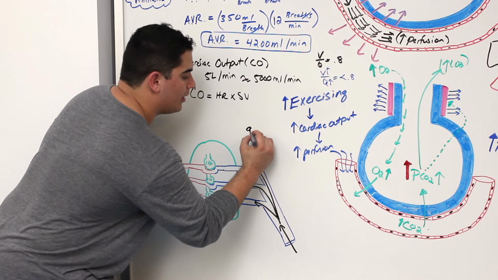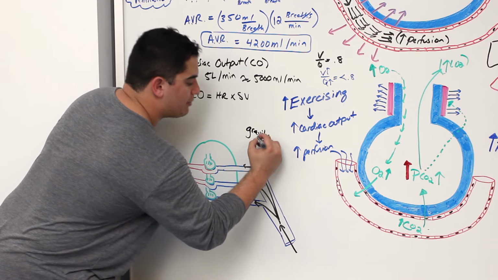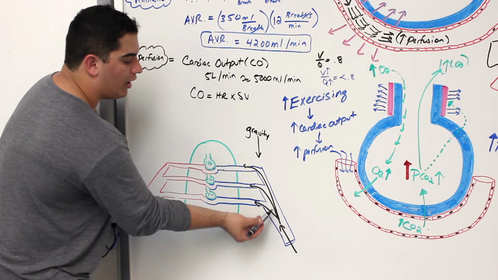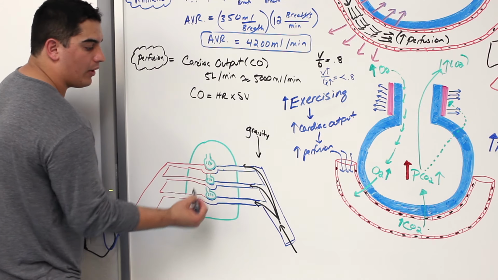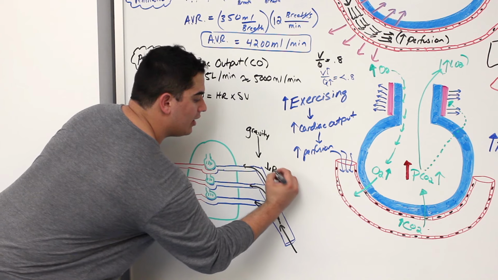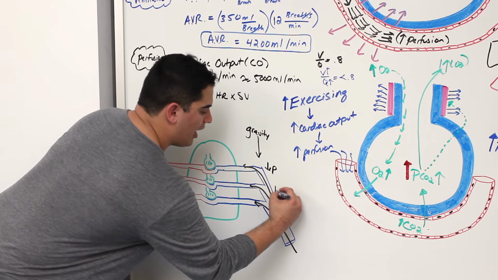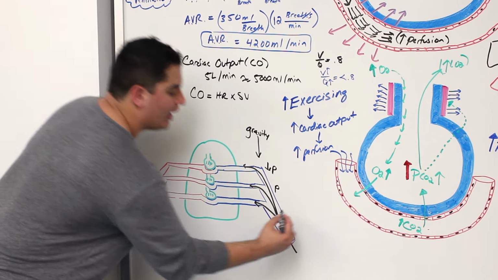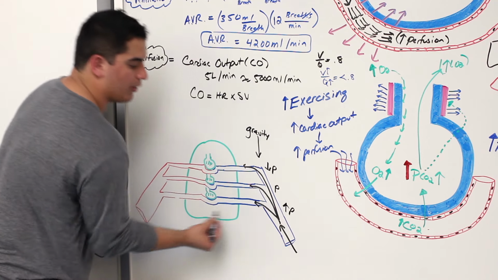So because gravity is pushing down, the blood going up is going to be less going up here. So there'll be decreased, I'm going to put P for perfusion. There'll be kind of moderate perfusion at this middle point and the highest amount of perfusion at this lowest point.